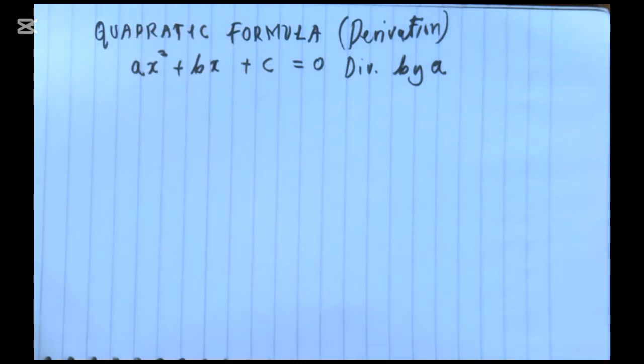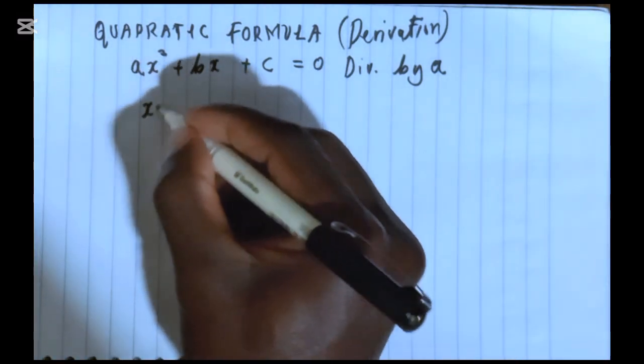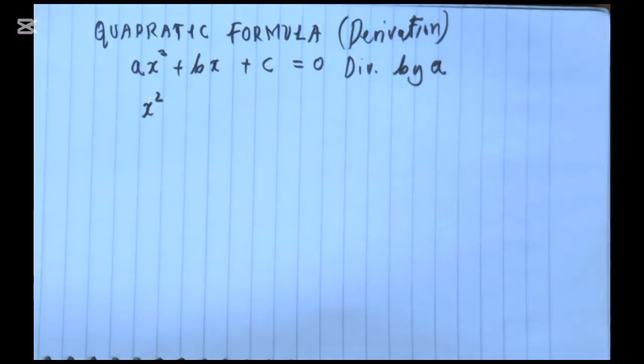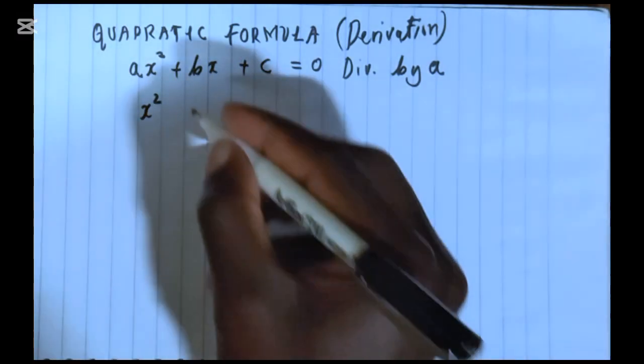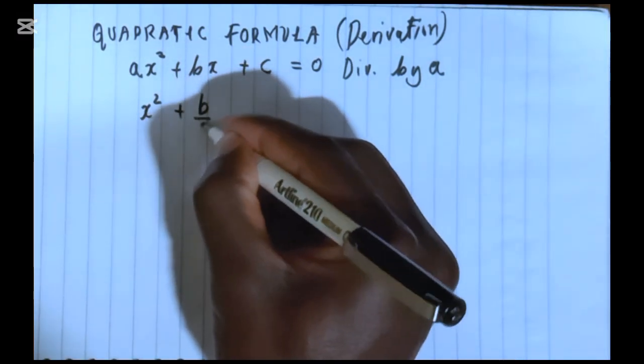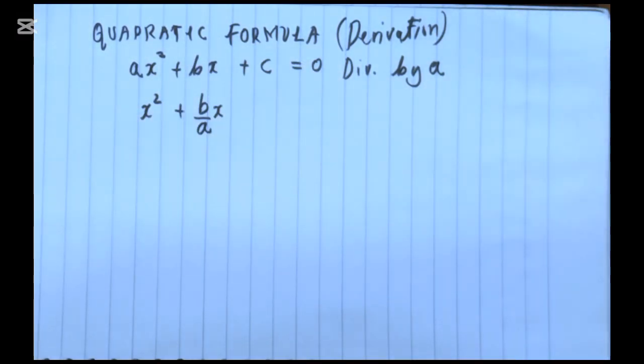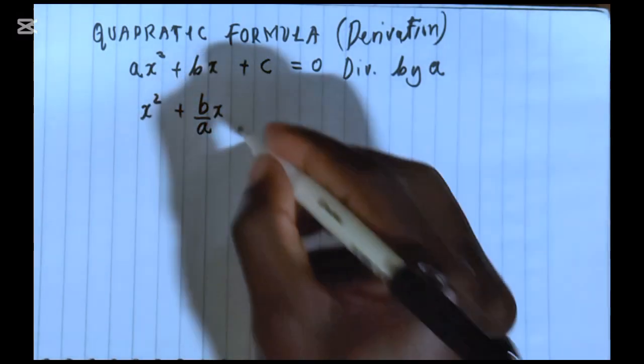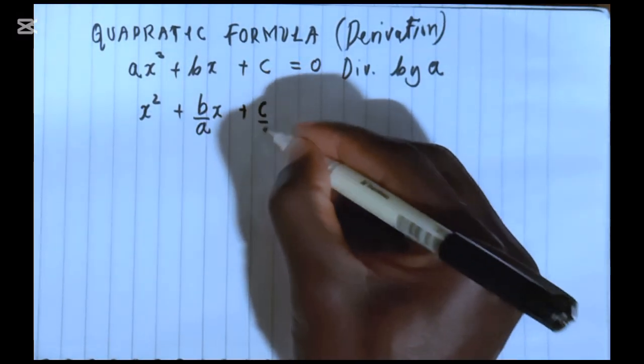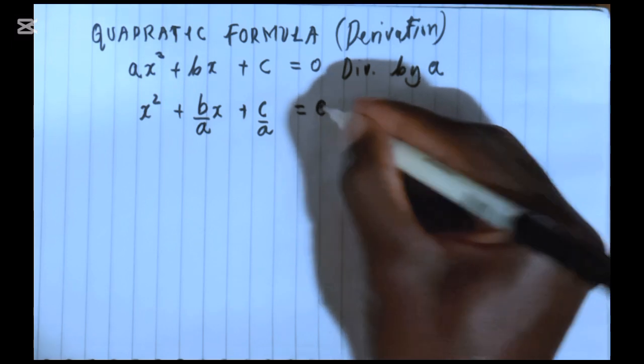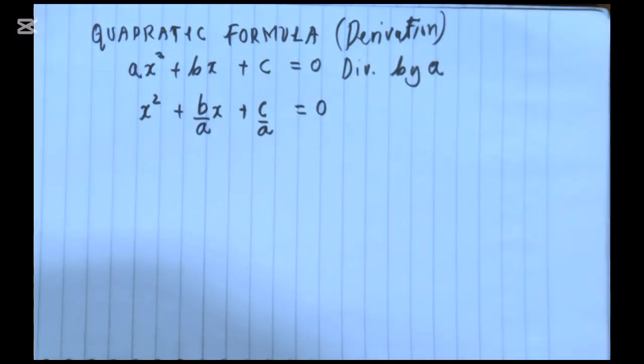So when you divide ax squared by a, you're going to get x squared. And when you divide bx by a, you are going to get b all over a x. And when you divide c by a, you are going to get c all over a, and all that will be equal to 0, because 0 divided by any number will always give us 0.